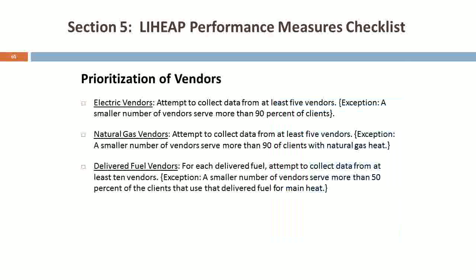So the next step would be your prioritization of vendors. You've identified the fuels that you really need to work on. Now here are the vendors that you really need to work on. So electric vendors, we want you to attempt to collect data from at least 5 vendors as the federal reporting requirements state. But sometimes you might have a smaller number of vendors that serve more than 90% of your clients. So that's what you want to focus on first.